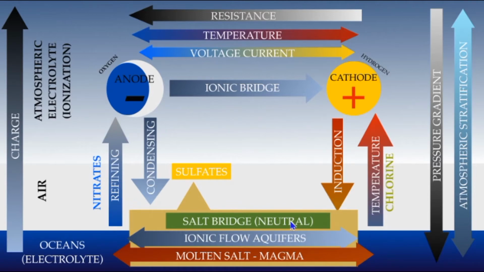The salt bridge, or Earth in this case, is neutral. Through it has the movement of waters and salts, and I've labelled this the ionic flow of aquifers. We also have a type of molten salt bridge, which is to do with magma and lava. I hope you have enjoyed this basic overview, and thanks for watching.